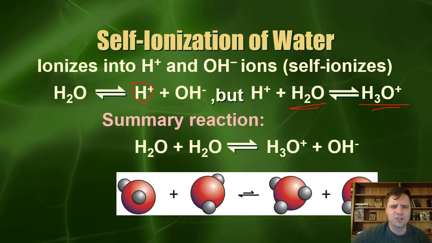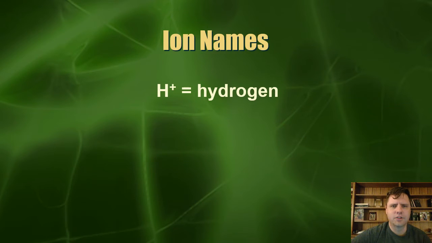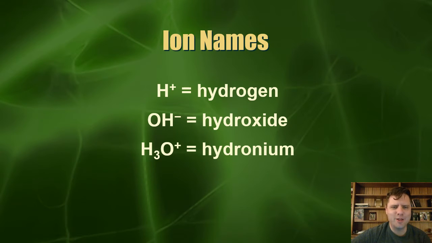So the summary reaction looks like this. A water molecule plus a water molecule yields an H3O plus and an OH minus. So an H from here is donated here, and this one's left with OH minus, and this one becomes the hydronium ion, H3O plus. So we have hydronium here, and we have hydroxide here. So a hydrogen ion, the hydroxide ion, and the hydronium ion.